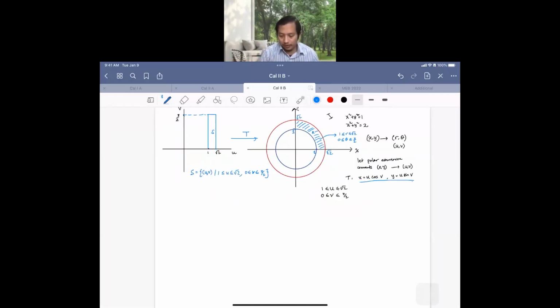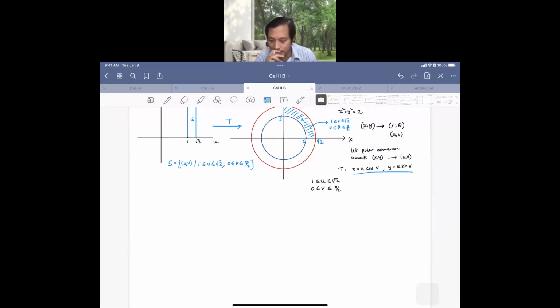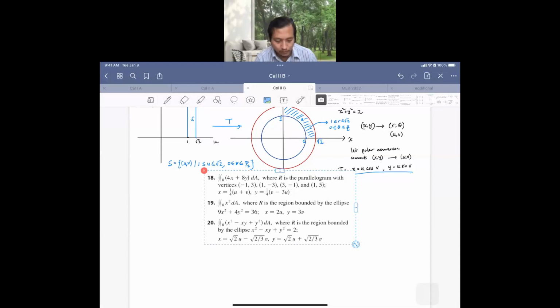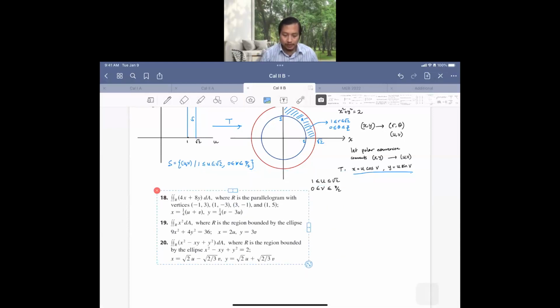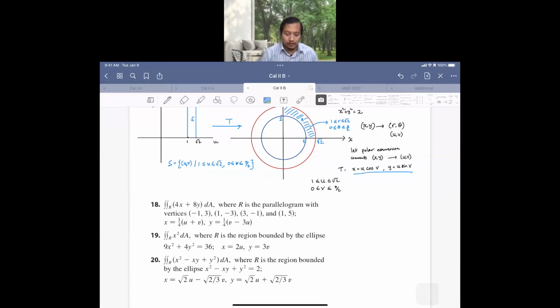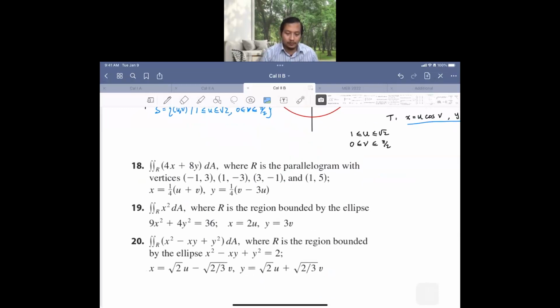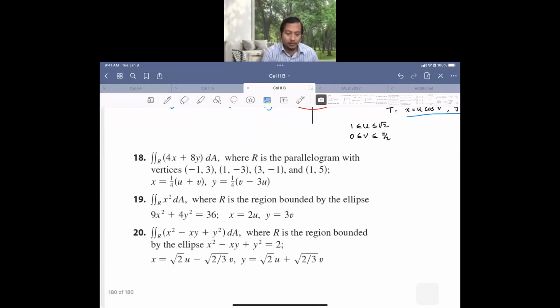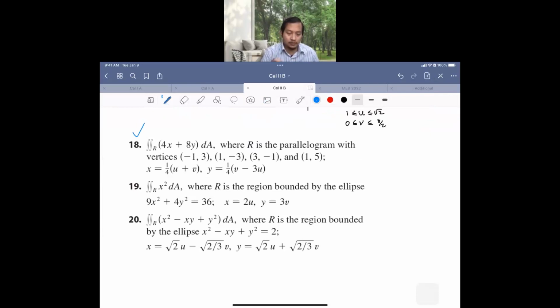So we have another type of questions that I prepared. I think these are also good questions, so you can also evaluate. We can start from number 18. Okay, you can start from number 18.